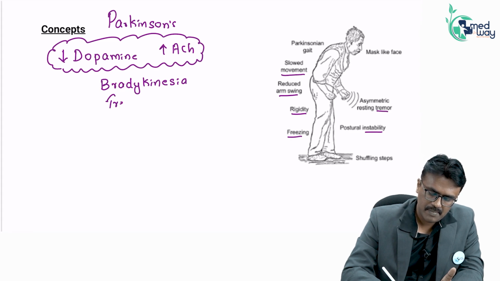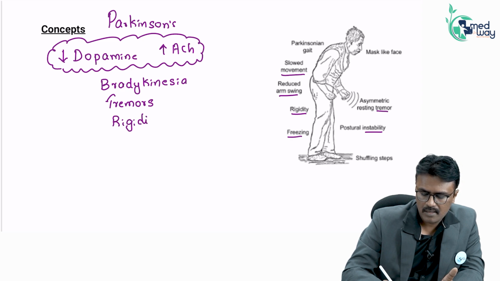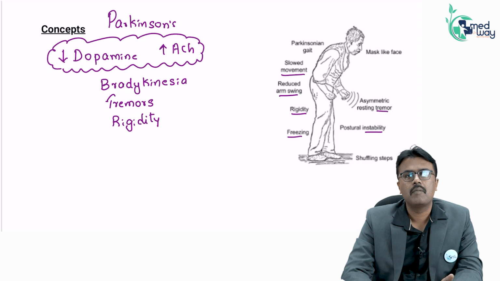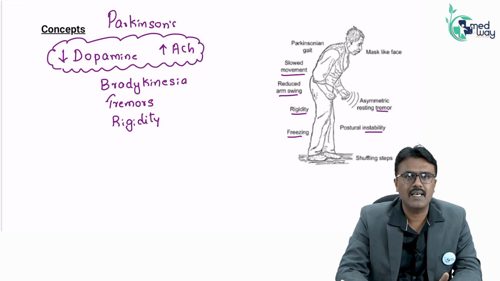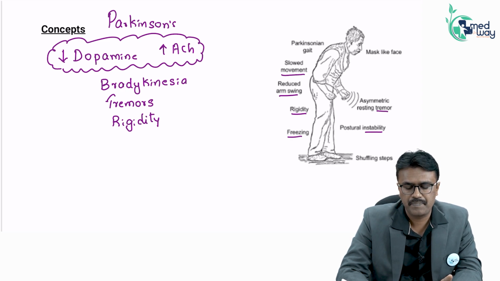Then he can develop tremors and rigidity. So these are the classical features that we see in Parkinson's disease. As people age, the neurons wear off and the dopamine synthesis decreases, and they develop Parkinson's disease.